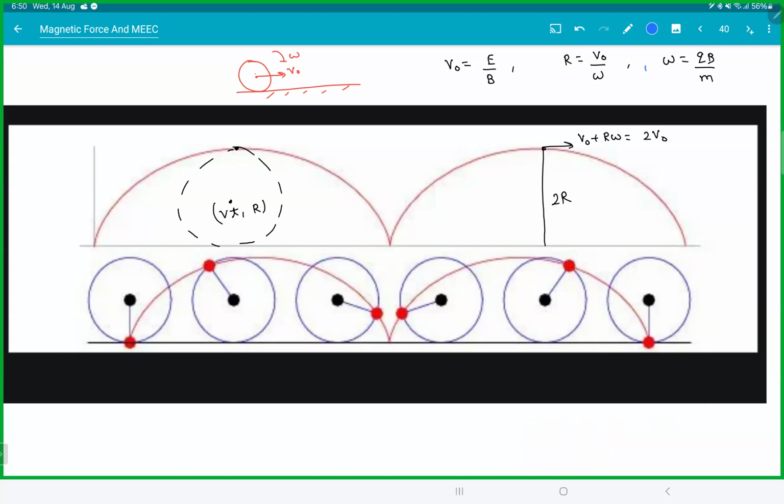So if you can mug up this omega and v naught, the question is straightforward. It becomes a circle of radius r going with speed v naught and omega, and the radius of the circle is v naught by omega. You can find literally everything. Coordinates will come. Maximum, they'll try to ask you this only. What is the maximum y coordinate of the particle? 2r. What is the maximum speed of the particle? 2v naught. Is this clear, everyone?